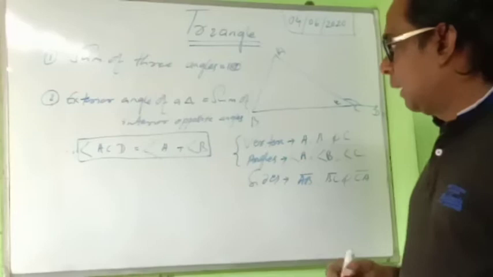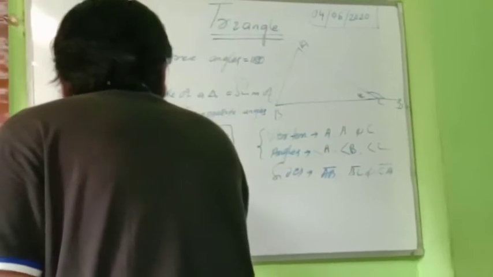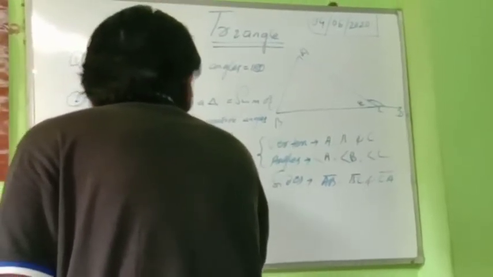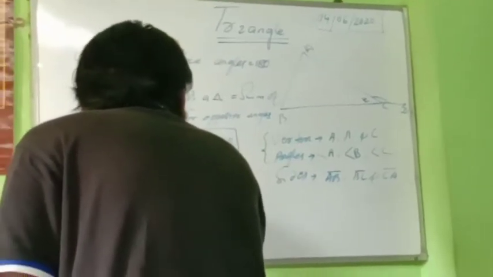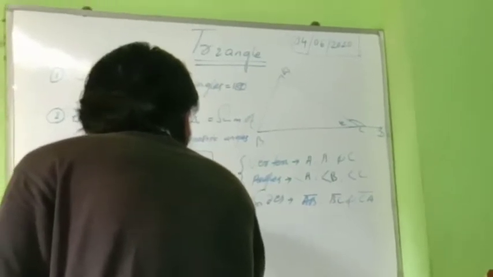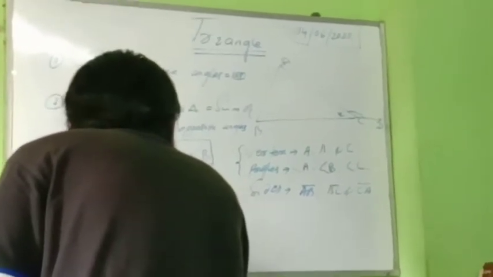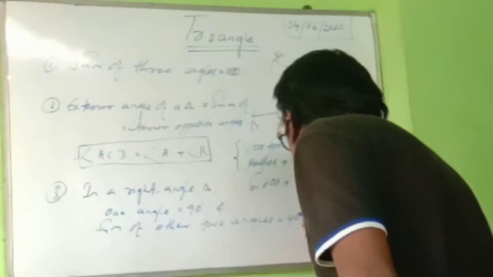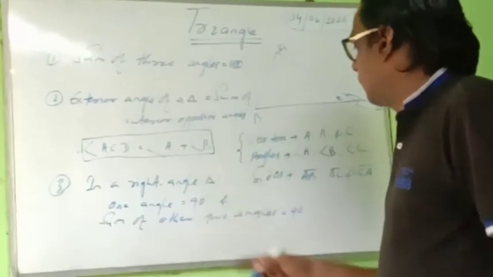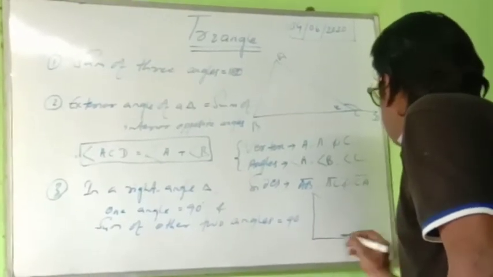Okay. And in case of a right angle triangle, one angle will be 90 degree. In a right angle triangle, at least one angle should be 90 degree. And the sum of the other two angles is equal to 90 degree, because the total is 180 degree. If one angle of a triangle is 90 degree, automatically the remaining sum of the two angles will be 90 degree.